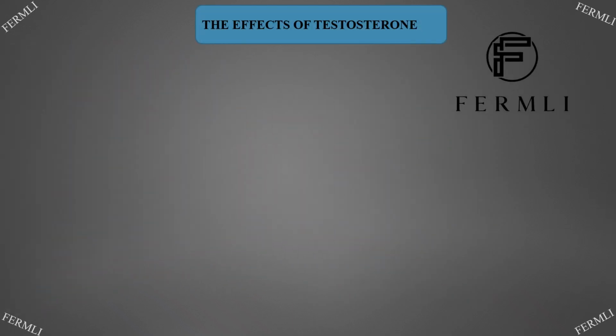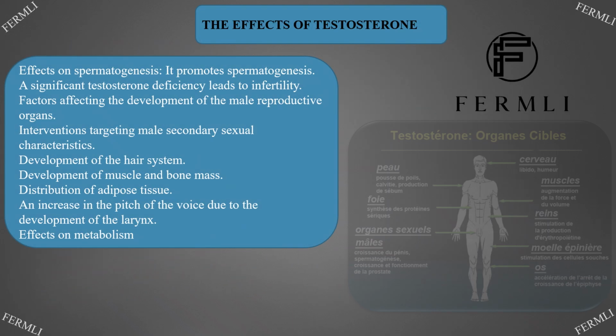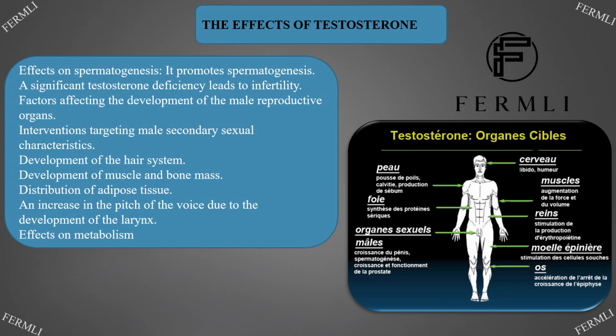The effects of testosterone. Effects on spermatogenesis. It promotes spermatogenesis. A significant testosterone deficiency leads to infertility. Factors affecting the development of the male reproductive organs. Interventions targeting male secondary sexual characteristics.